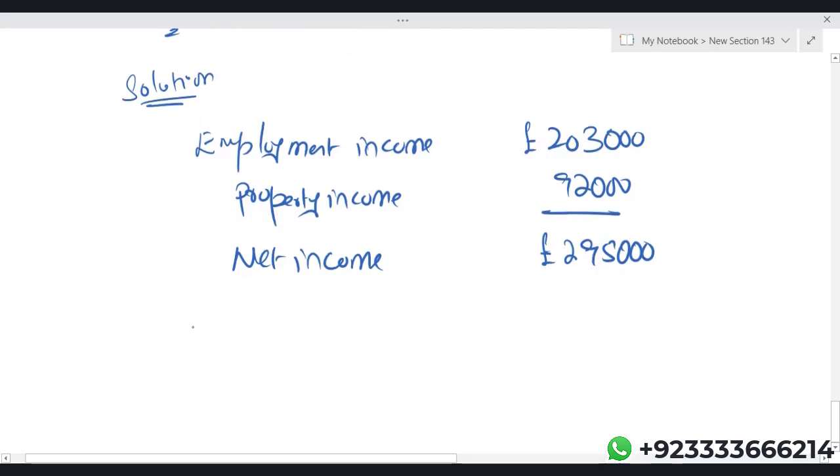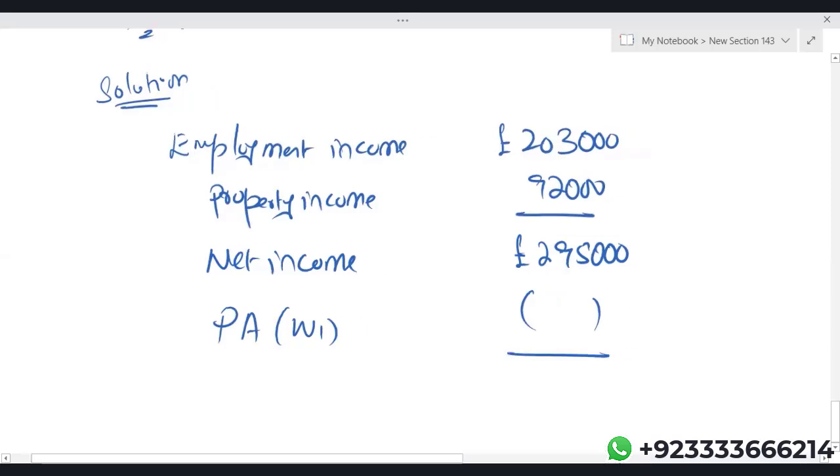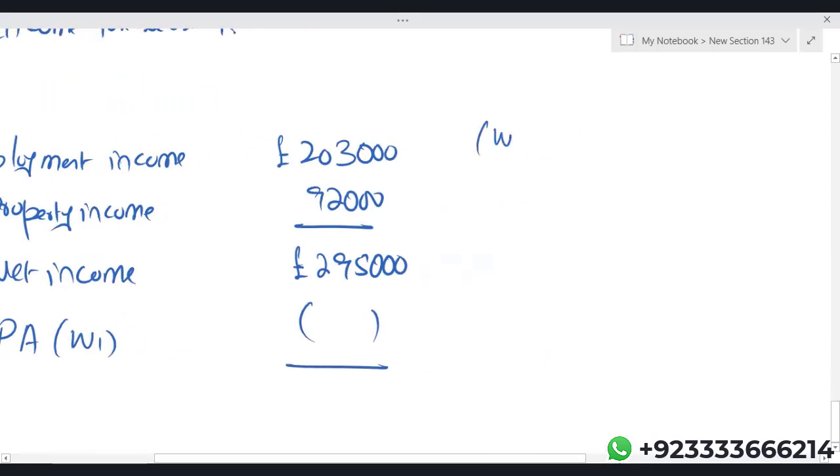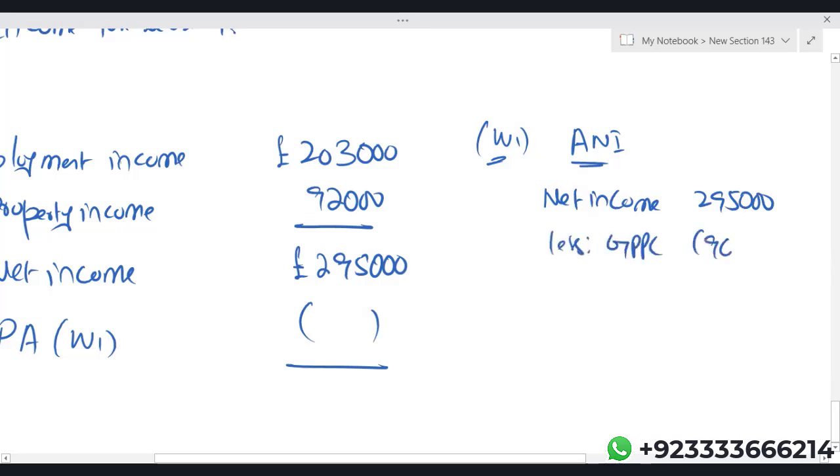Now for personal allowance, we have to check whether we are getting the personal allowance or not. Working one: we need to calculate adjusted net income, ANI. Net income is 2,95,000 less gross PPC, which is 90,000. Adjusted net income is 2,05,000.